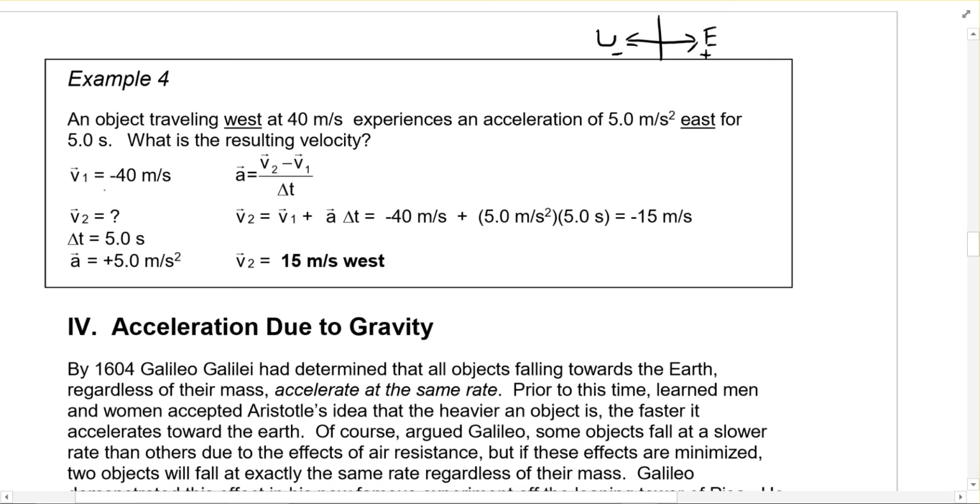So velocity 1 was going west, so it's negative 40 meters per second. Velocity 2 was the one we're looking for. Time is 5 seconds, and acceleration is going east, so it's positive. Start out with your formula. Rearrange your formula, just like we did. I think we even did exactly this one in an earlier video. Solve for V2, or VF, as it might be written on your formula sheet. And you get negative 15 meters per second. So remember, negative means west, so we can say 15 meters per second to the west.